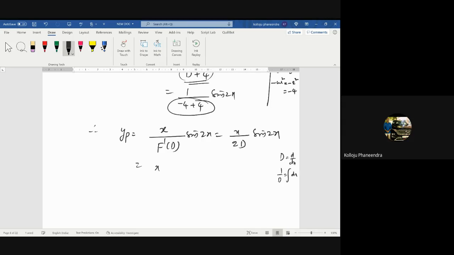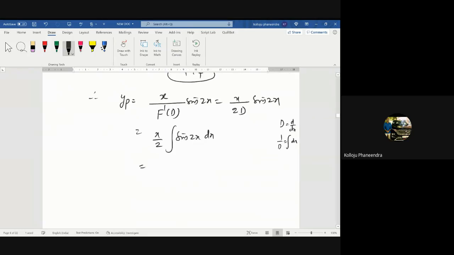So I can write directly the integral of sine 2x dx. Integral of sine 2x dx, that is x by 2. What is this? Minus cosine 2x by 2. So yp is nothing but minus x cosine 2x by 4. This is equation 4. Otherwise, you can do it like this also.